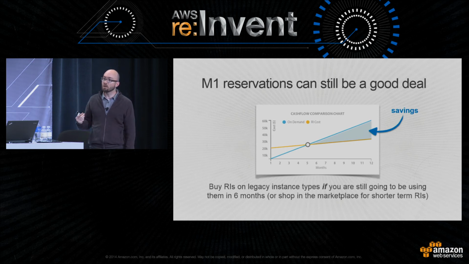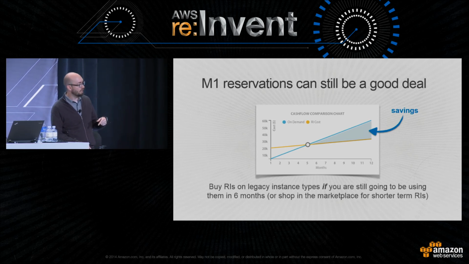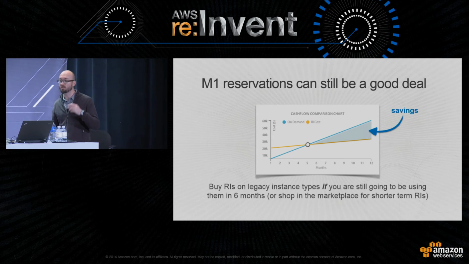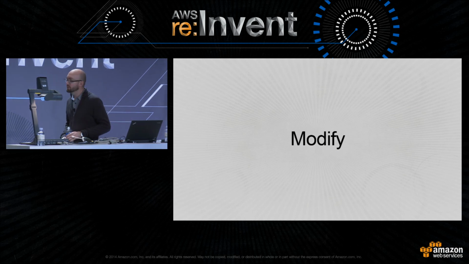The other thing to keep in mind, you can look on the RI marketplace and find RIs that other companies are selling that may have a shorter duration. So you could pick up a 6 or a 7 month M1 RI and use that to cover any legacy instance type until you migrate off of it. So that's a really slick way to get RI coverage, even if you know you're going to be migrating off of those in a period shorter than the RI term. So that's migrate. Let's talk modify.